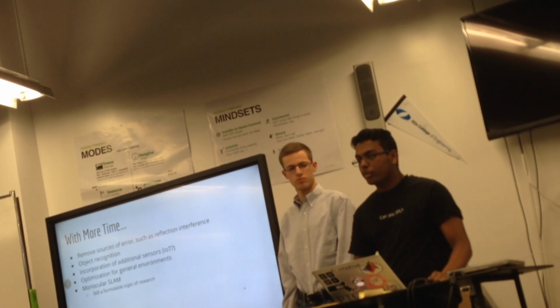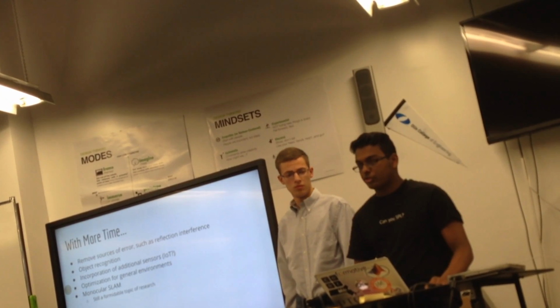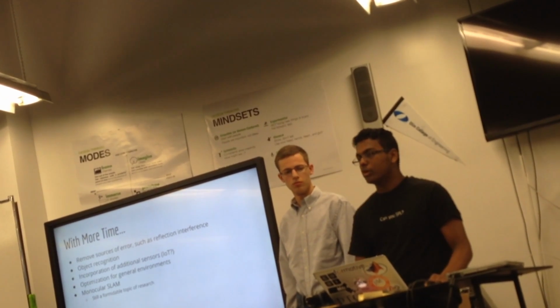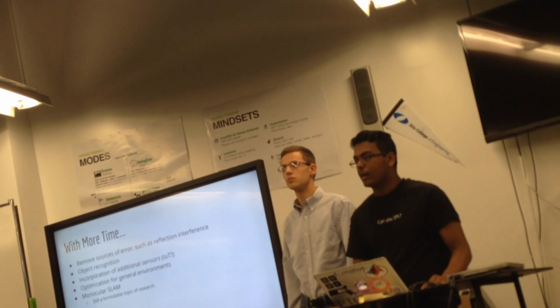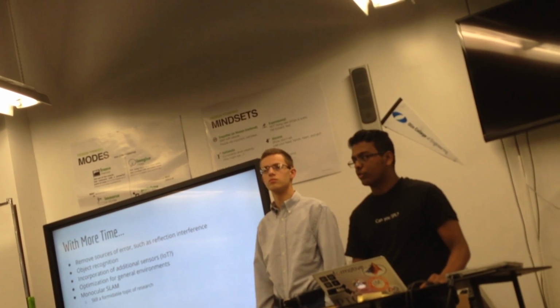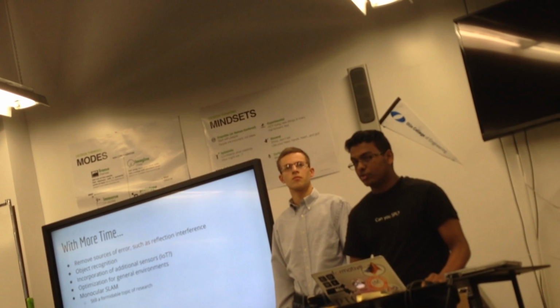All right, and with some more time, we have some ideas of what we would do. So reflecting interference, we talked a lot about that. What we do is remove it, try to look at other points, perhaps based on the intensity of the light, the color ratio. Reflections are generally pretty light, so we can avoid that. We would do object recognition.